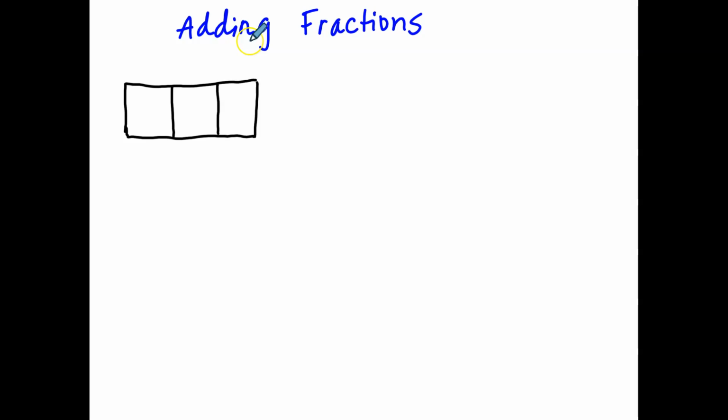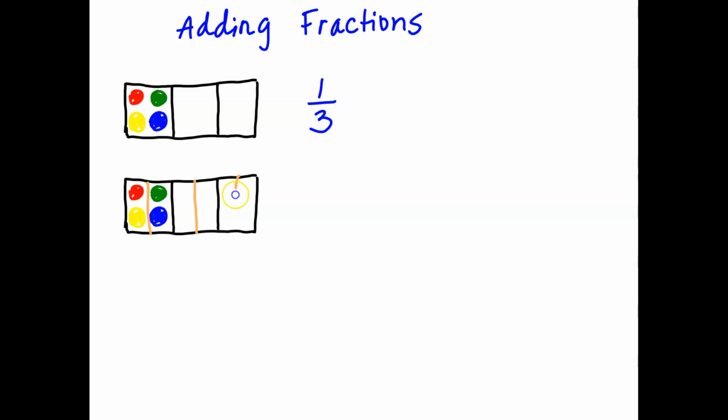Let's say we have a box with 3 sections and we put 4 M&Ms in each section. We can say the box is 1/3 full because we used 1 out of the 3 sections. Now let's divide each of these sections in half. We have 1, 2, 3, 4, 5, 6 sections in the second picture, and 2 of those sections are filled. But we have the same quantity. We still have 4 M&Ms. These 2 fractions are called equivalent fractions. 1/3 is equal to 2/6.